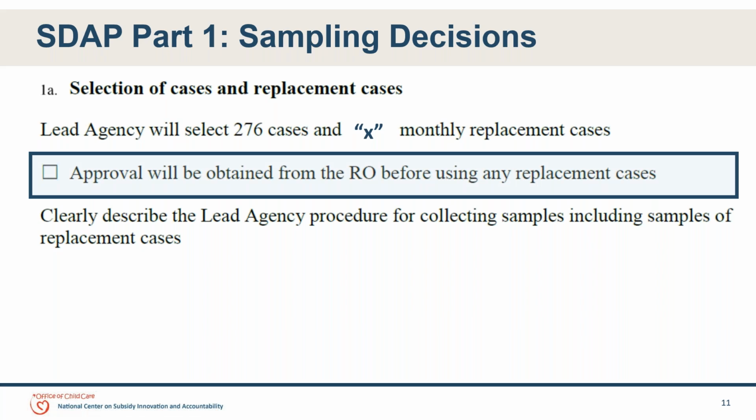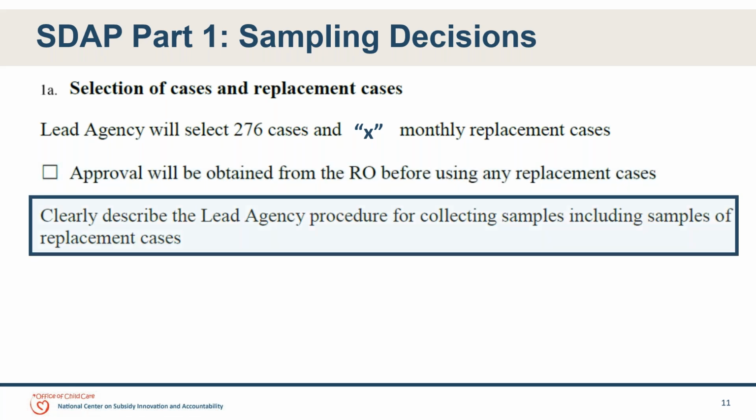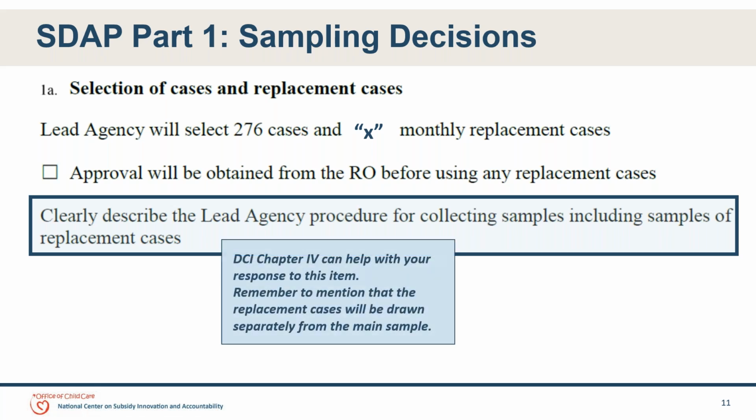You'll select the box to agree that you will obtain approval from the regional office before using any replacement cases. And then down here, clearly describe your procedures for collecting your sample. Chapter 4 of the DCI includes some more instructions on creating your response to this item. One thing that we do like to see is that when you're describing your sampling procedures, be clear that the replacement cases are drawn separately from the main sample.